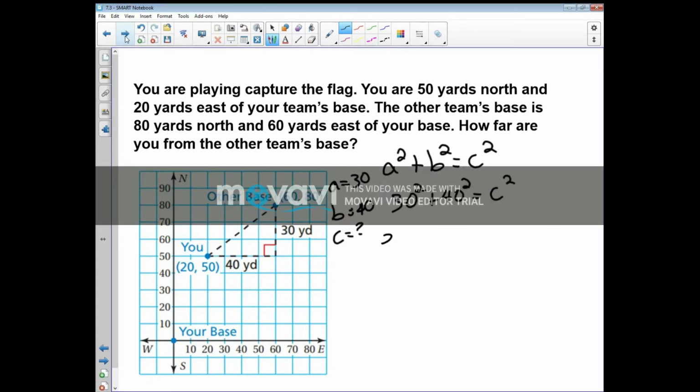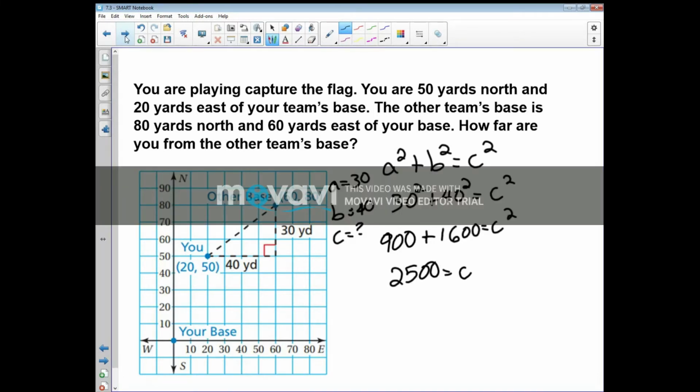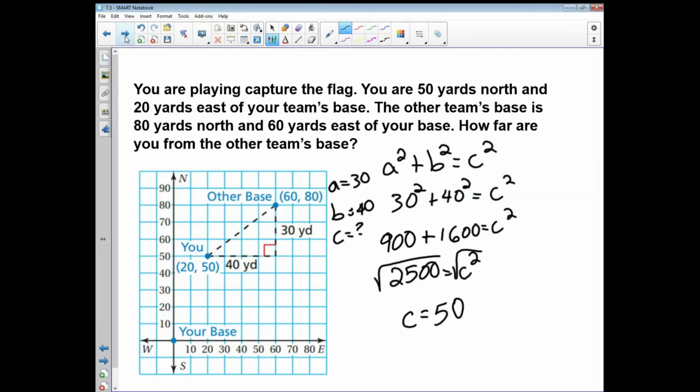And 30 squared does equal 900, and 40 squared is 1,600. We add them up, then you get 2,500, which equals C squared. Then we're going to take the square root of both sides, and C is going to end up equaling 50 yards. Okay? So guys, like I said, it's not any different than what we just did before.